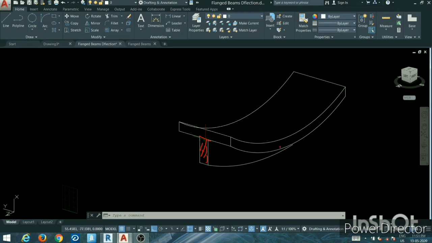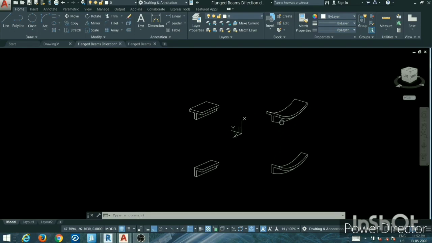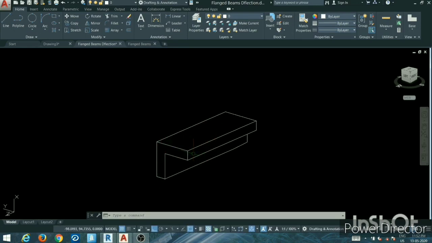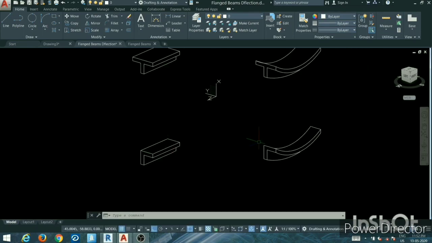Whereas at the mid, you should consider the area of the whole flange section. Okay, so this is about the T section, and it will be the same for the L section also. Here it is an L section, and this will be the deflected shape.